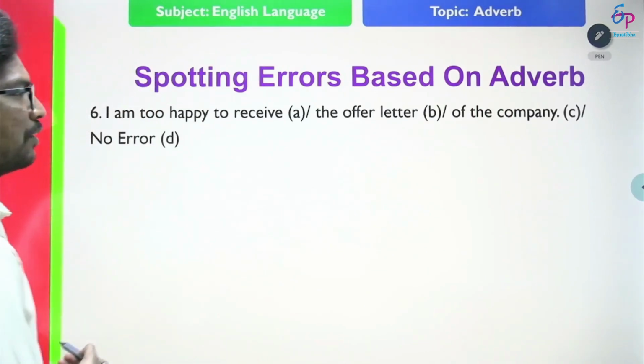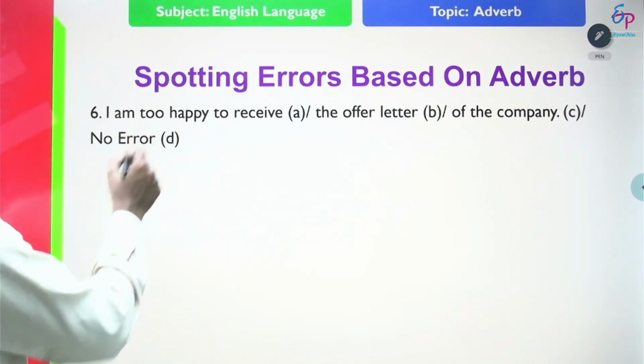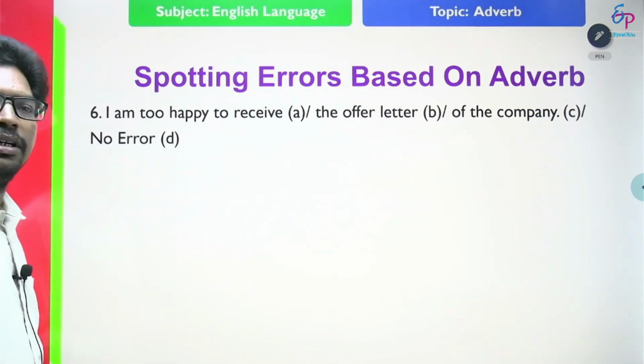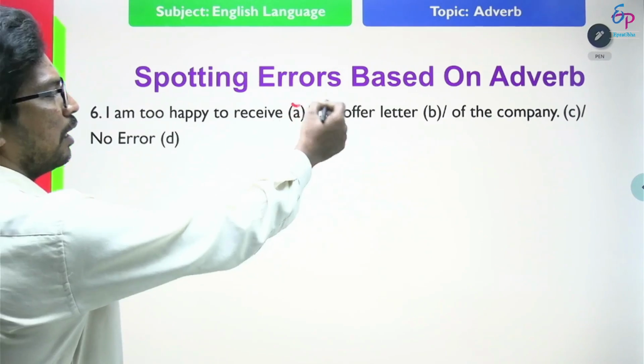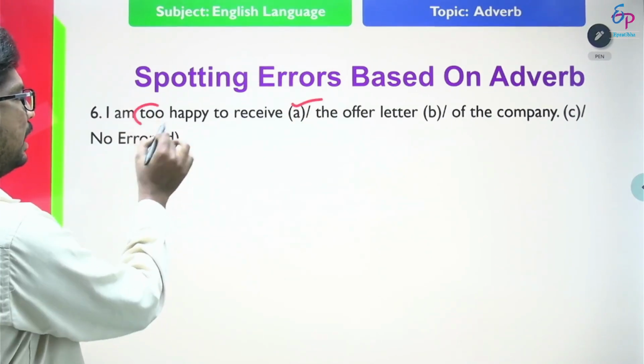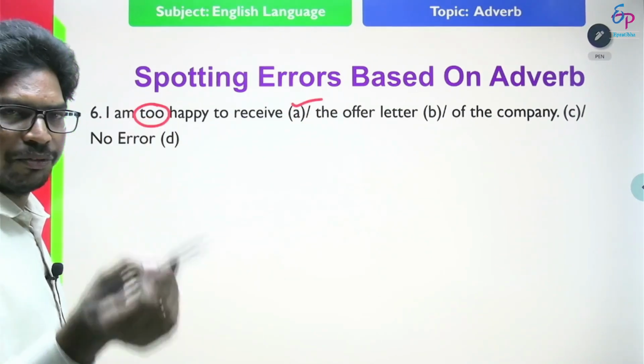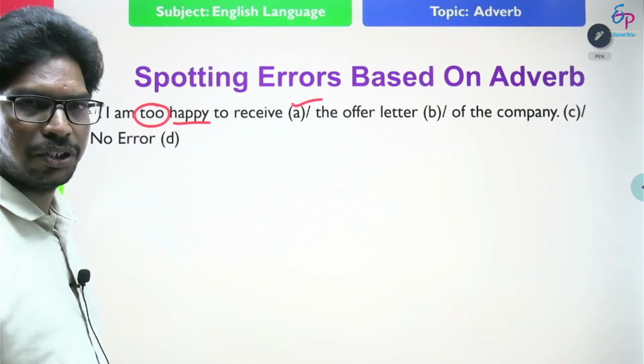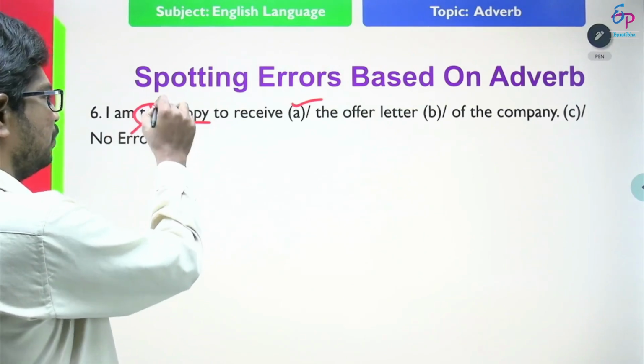Okay. See the next statement and find out the error. I am too happy to receive the offer letter of the company. In this statement, error is at A, because too means more than enough. It cannot be used before a pleasant adjective. What is a pleasant adjective? Happy is the pleasant adjective. Before a pleasant adjective, we use very.